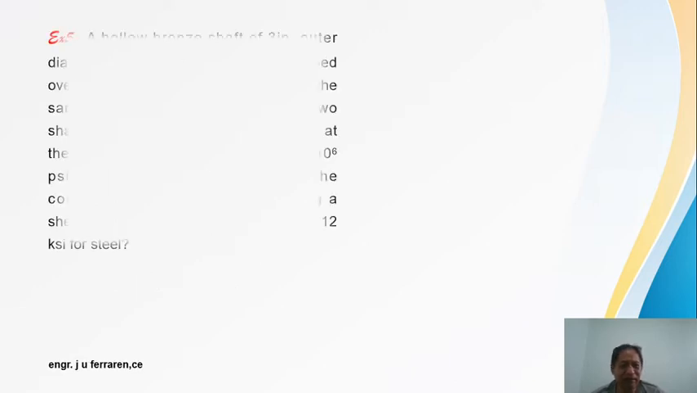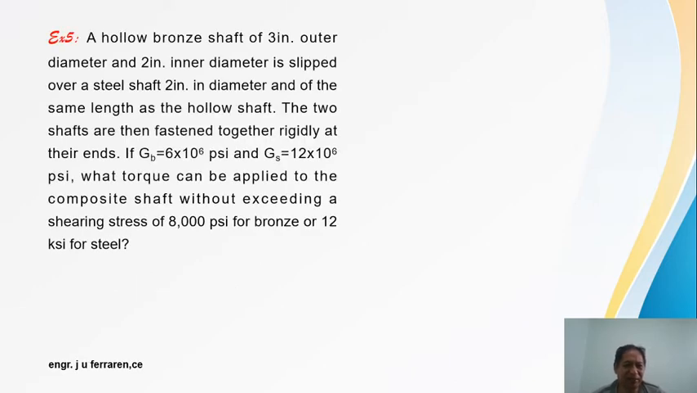So that was easy, no? Okay, this one. This is another one. Actually, it's not different, just the positioning of our torques or our load. So a hollow bronze shaft, 3 inches outer diameter. So this is hollow, with an inner diameter of 2 inches, slipped over a steel shaft. So there is a steel shaft placed within its inner diameter, which is hollow, right? And of the same length as the hollow shaft.